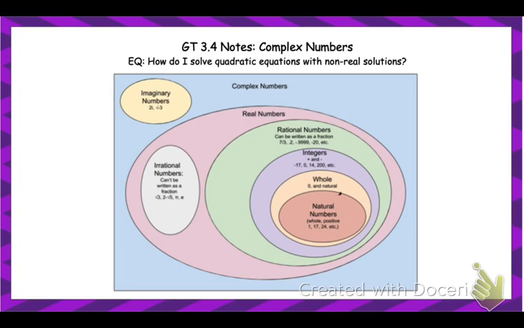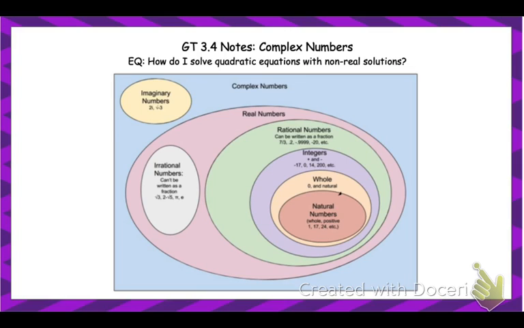Anything that cannot be written as a fraction falls in the category of irrational numbers. And a lot of these are solutions that we're going to see with quadratic equations. So something like the square root of 3 or minus the square root of 5. Other examples of irrational numbers would be like pi and e. And all of these number sets fall under the category of real numbers. And until this point, that's really all we've been working with.